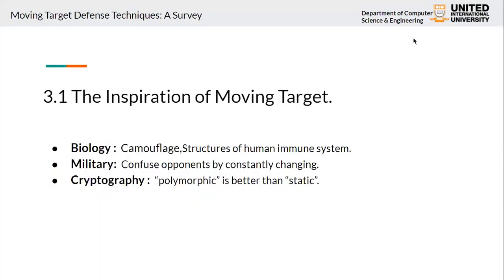Section 3.1. The inspiration of moving target. This MTD concept has been inspired from popular subjects such as biology, military, and cryptography. In biology, the camouflage concept and the structure of the human immune system have triggered it. And in military, the technique of confusing opponents by constantly changing sides. And lastly, in cryptography, they say that polymorphic is better than static.